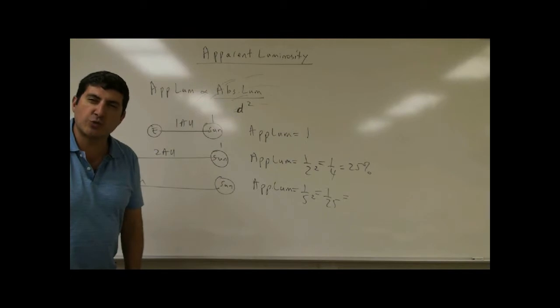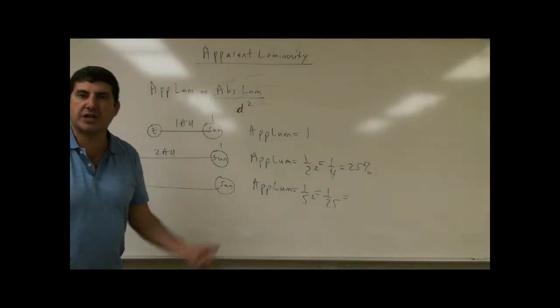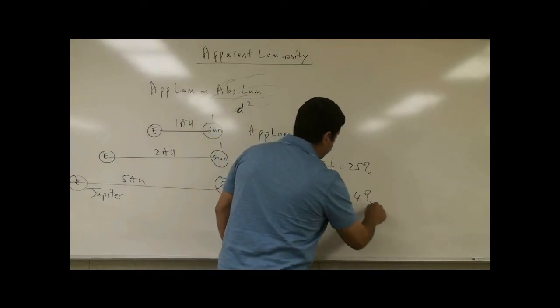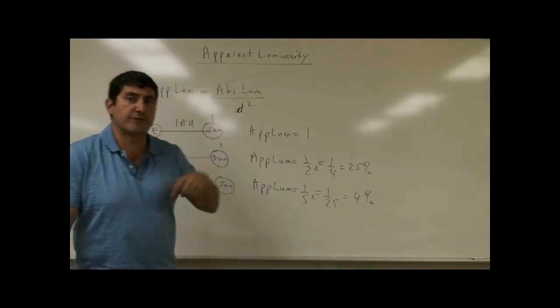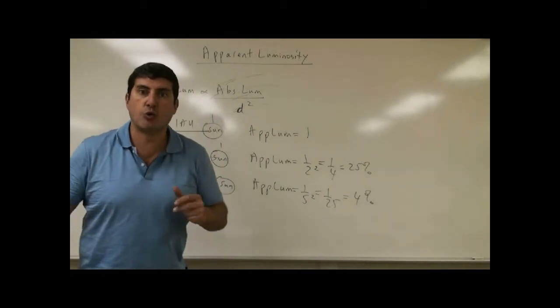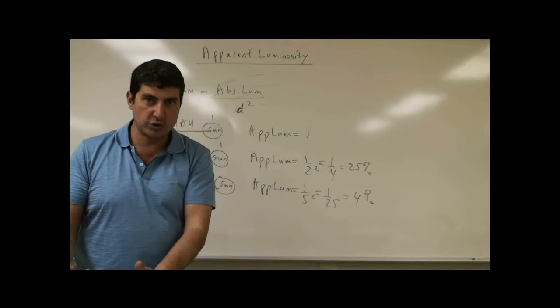The Sun only appears 1/25 as bright from Jupiter as it does from Earth. And then if you change that to percentage, that's 4%. So the Sun appears only 4% as bright as it does from Earth. So you can tell now why Jupiter is a very cold place.